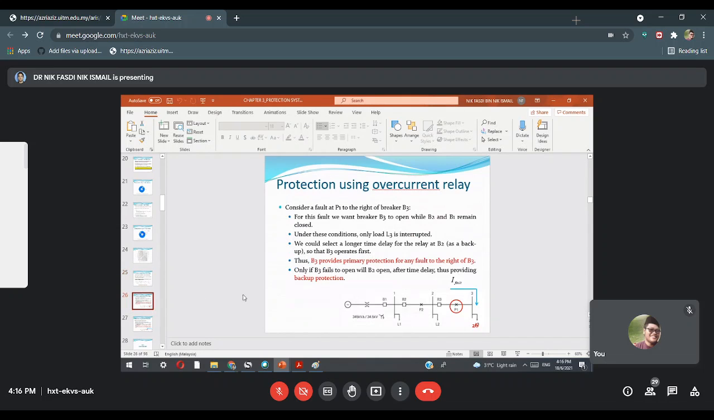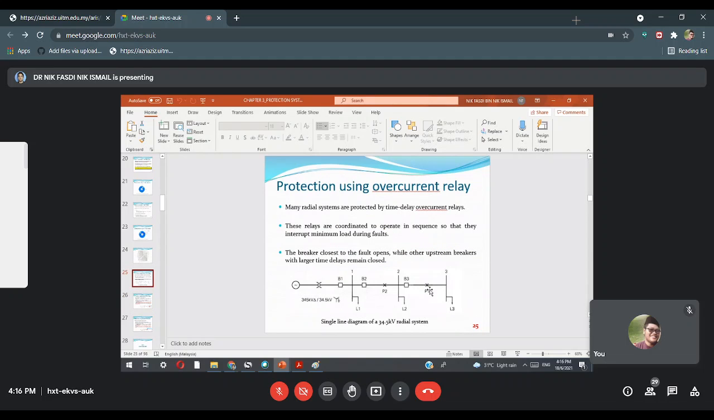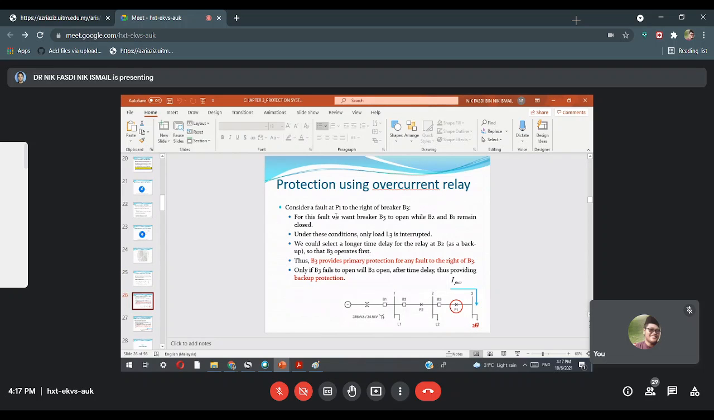Okay. For example, consider a fault P1 to the right of breaker B3. So where is the fault? Let's say P1 at the right of B3. So let's say a fault happens here, a line to line short circuit. What happens? It is to the right of B3. So for this fault, we want breaker B3 to open while B2 and B1 remain closed. If the fault is here, we only want to isolate this area, right?